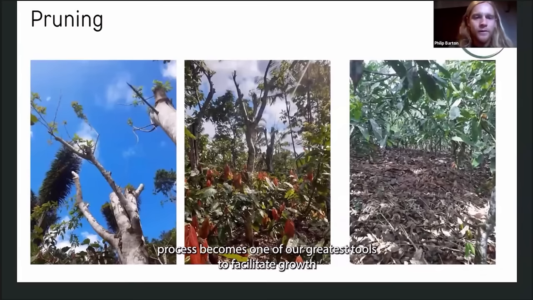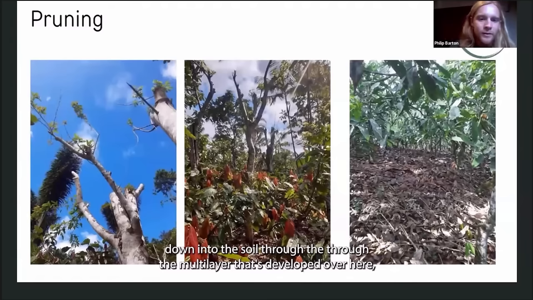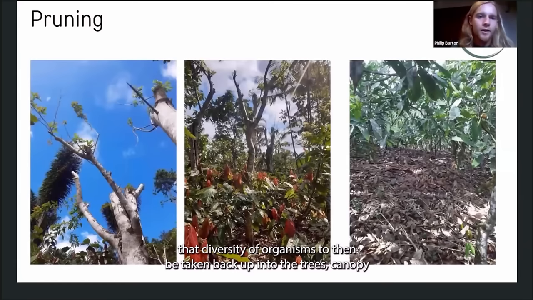We're also looking at all of these endophytes in the canopy of these trees being cycled back down into the soil through the mulch layer that's developed over here. So there's the constant cycle of those endophytes being taken up into the leaves, and then that canopy being reduced back down into the soil, feeding that diversity of organisms to then be taken back up into the tree's canopy. So the next slide, please.